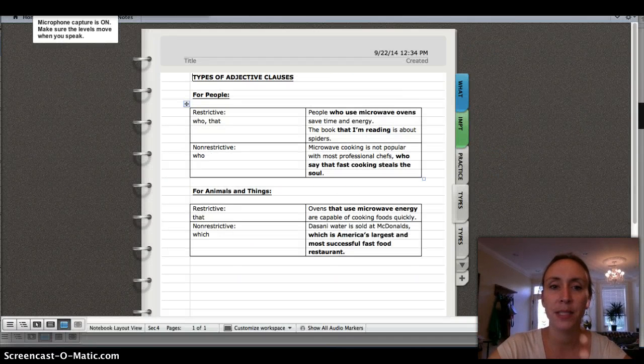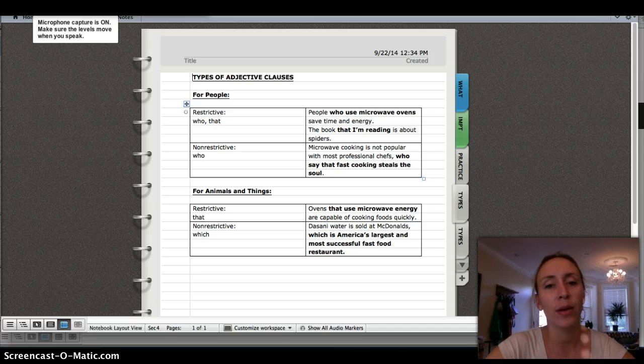All right, some types. For people, we use who or that. People who use microwave ovens save time and energy. The book that I'm reading is about spiders. Non-restrictive, just who. Microwave cooking is not popular with most professional chefs, who say that fast cooking steals the soul.